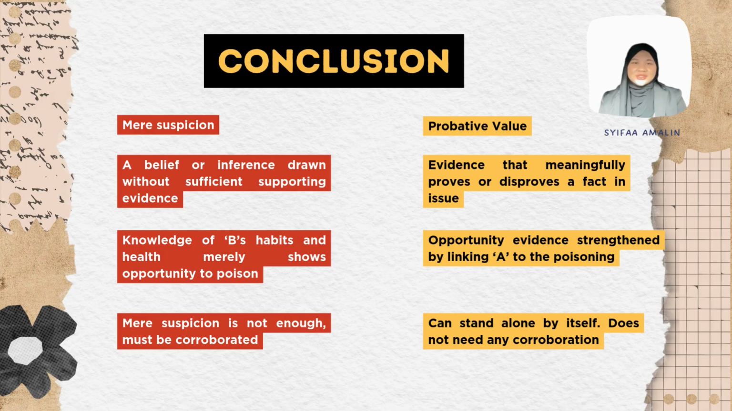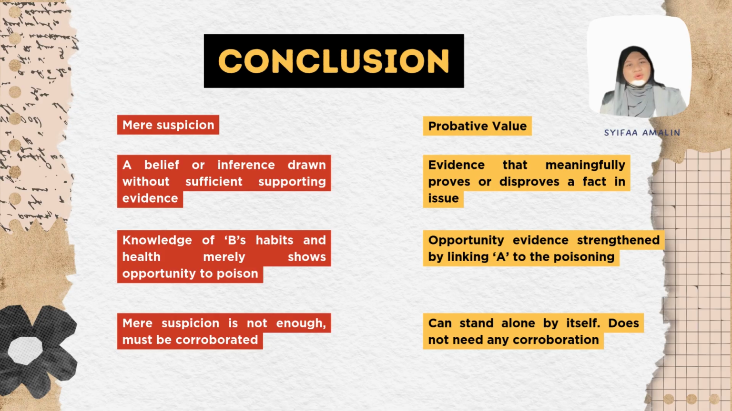Therefore, as a conclusion, we can see the stark difference between mere suspicion and probative evidence, whereby the former is more on a belief or inference that is drawn without sufficient supporting evidence. By illustration C, it can be said that a mere knowledge of B's habit creates a mere suspicion that A might have caused B's poisoning. Therefore, a mere suspicion is not enough and must be corroborated. Without any corroboration, it stands as weak evidence and cannot be tendered.